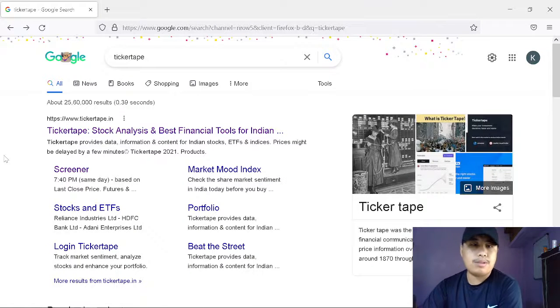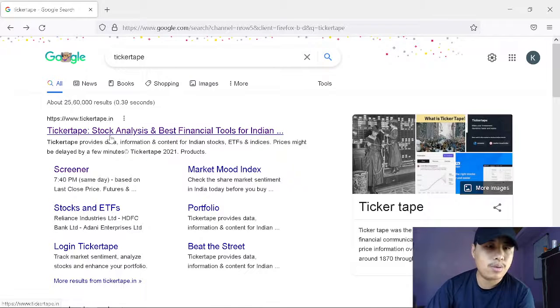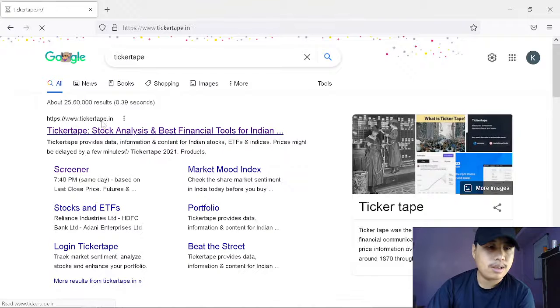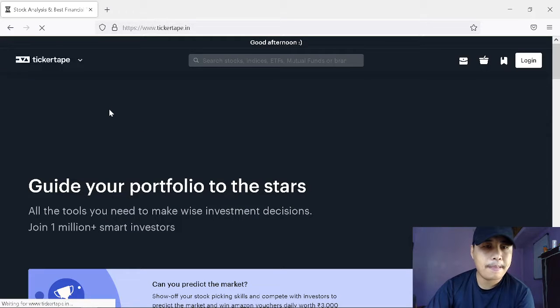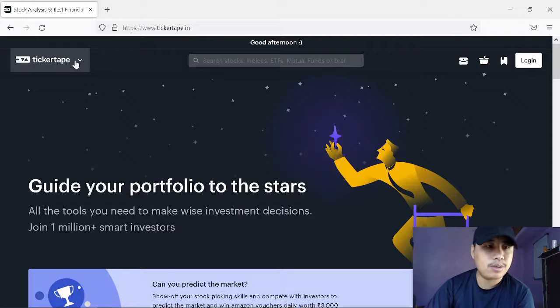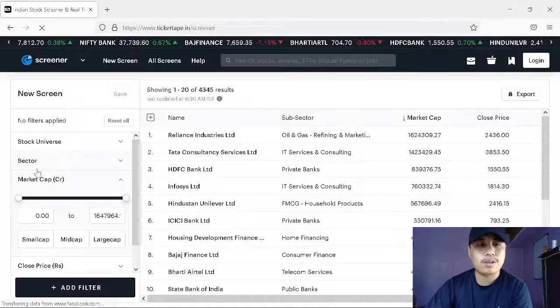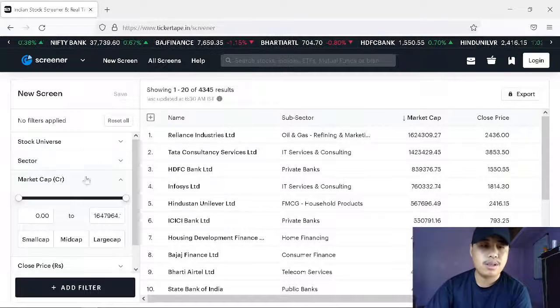So today we're going to talk about stocks with low volatility. What you can do is go to the ticker tab, click here, and after that go to the screener. We're going to choose a stock for investing long term, with low risk.